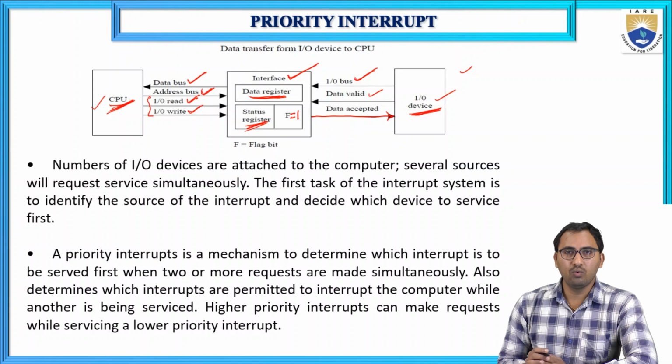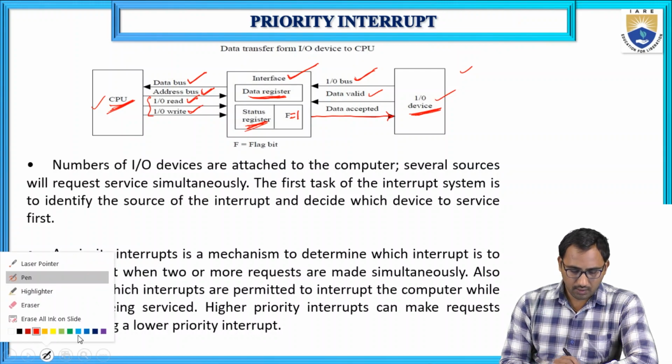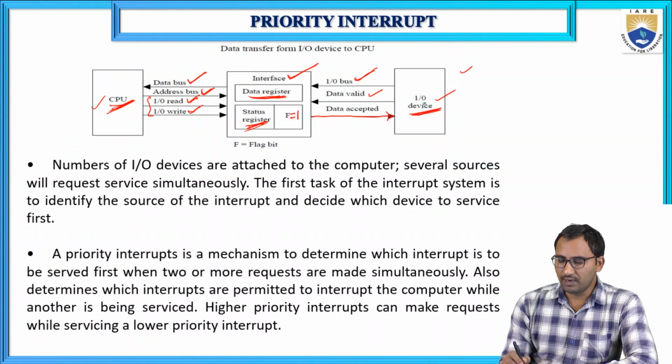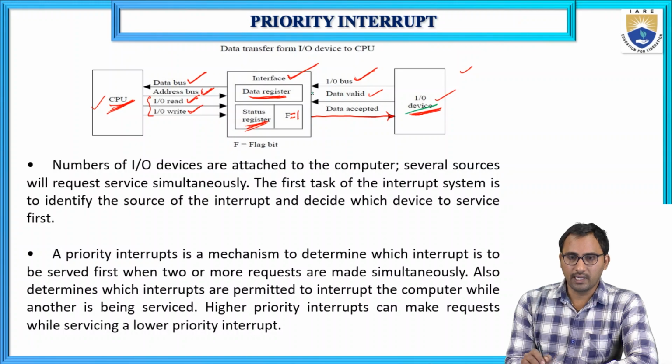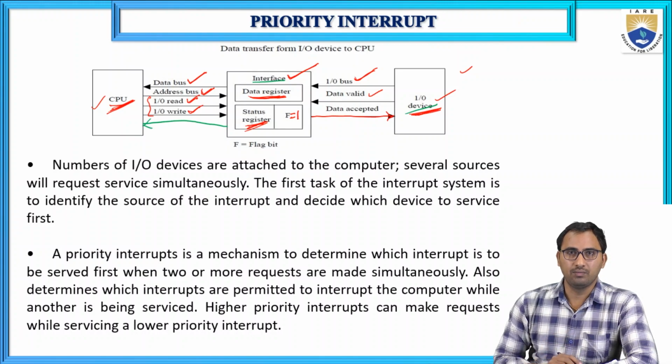Okay, so to overcome this drawback, we go for the second type of method, called interrupt initiated I/O. So what is interrupt initiated I/O? Whenever the I/O device is ready to transfer, or ready to communicate with the CPU, the interface will send one interrupt signal to the CPU.